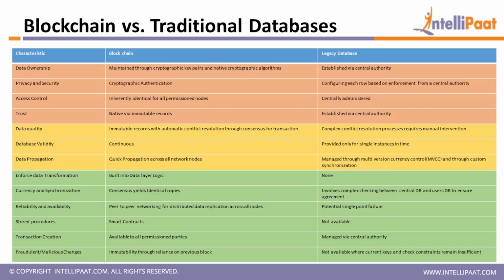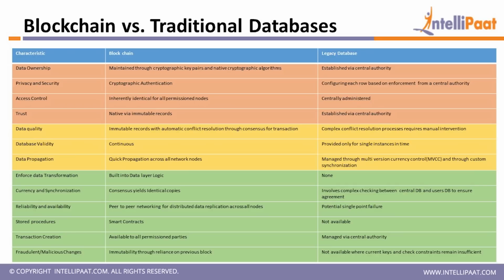Legacy databases, how does it happen? It happens via a central authority, the database administrator, who is responsible for maintaining the data and access controls, apart from other required activities. Privacy and security. It is again maintained in blockchain using cryptographic authentication. Private and public keys are used to identify the sender, the initiator of the transaction, and other properties of the data block. In legacy databases, it is done by configuring each row based on enforcement from a central authority. Again, the database administrator is responsible for maintaining the privacy and security of the databases. Access control. Inherently identical for all permissioned nodes and maintained through given permissions in permissioned blockchains. In databases, it is centrally administered and applied by the database administrator again.